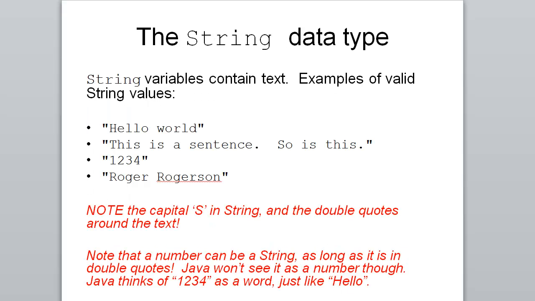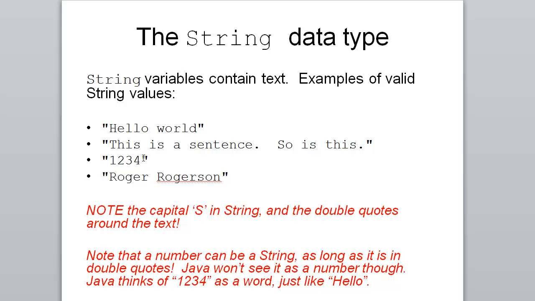Lastly, we need to talk about the string data type. The string data type is how we can store text information. So here are some examples: hello world, someone's name. You can include lots of information, two sentences all in one string. Check out this one right here, 1, 2, 3, 4. Now that's not storing the number 1234. That's storing the word 1234.